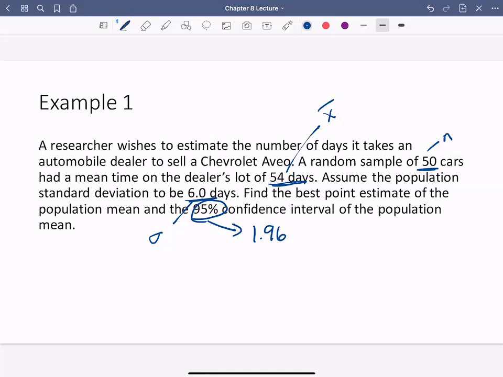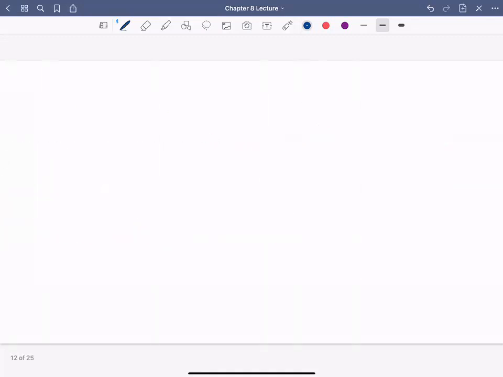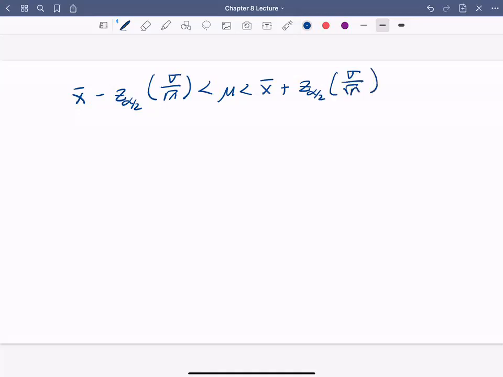So what we do now is we just substitute these values into our formula. I'll write it all out just so you can see it all. So we have X bar minus Z sub alpha over 2 times sigma over the square root of N, less than mu, less than X bar plus Z sub alpha over 2 times sigma over the square root of N. And the big difference is subtraction and addition, because we have lower bound, upper bound.